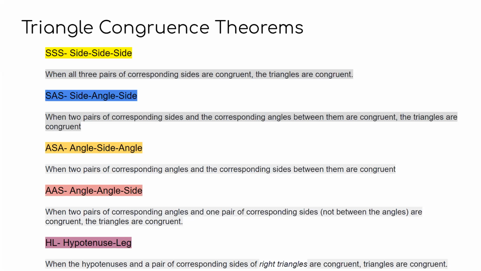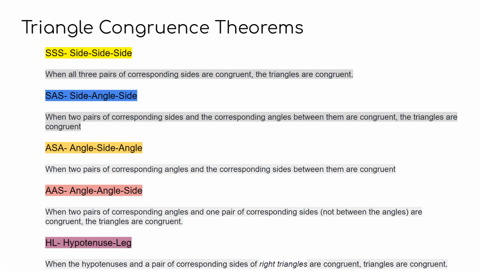When all three pairs of the corresponding sides are congruent, when they're all the same, then the triangles are congruent. So if the sides are the same, the angles are also going to be the same. You don't have to say it, because it's already implying that the angles are the same. So the sides and angles are all the same.